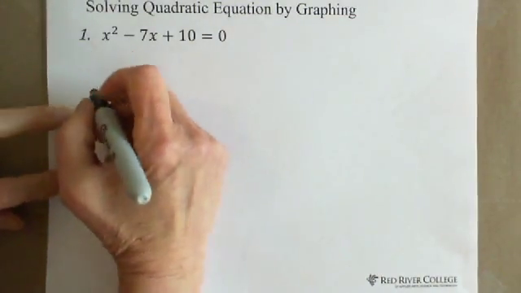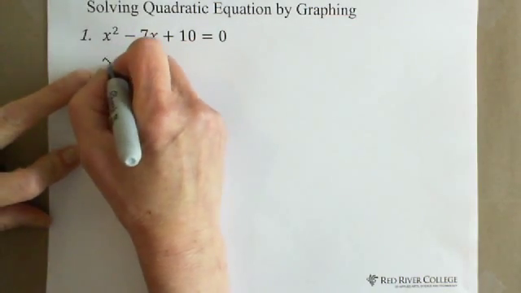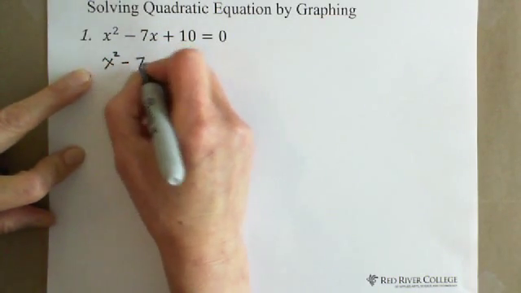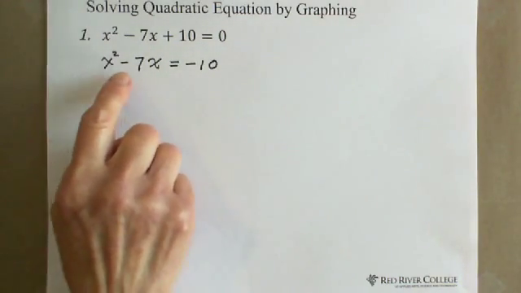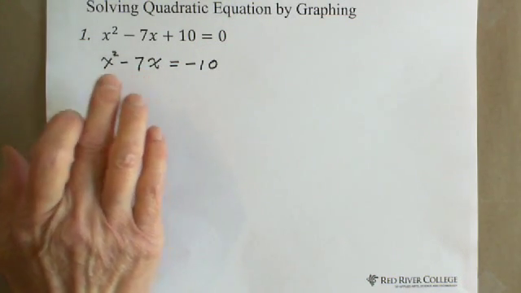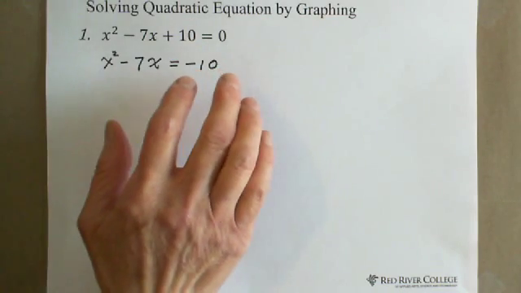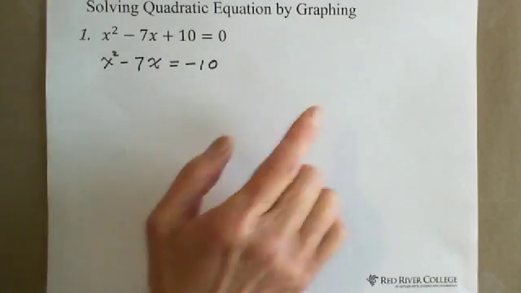First of all, the example is x squared minus 7x plus 10 equals 0. I move the constant to the other side. Then we have x squared minus 7x equals negative 10. That means if we can find x that makes x squared minus 7x equal negative 10, it's the same thing as x squared minus 7x plus 10 equals 0, right?